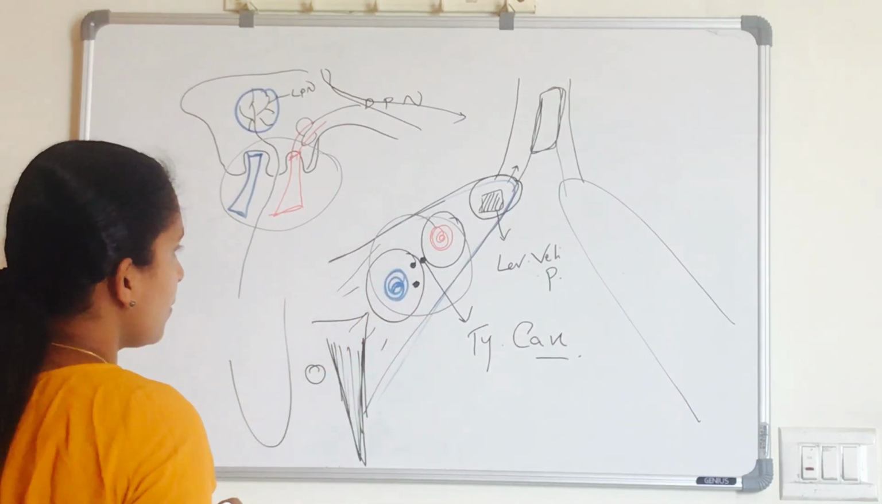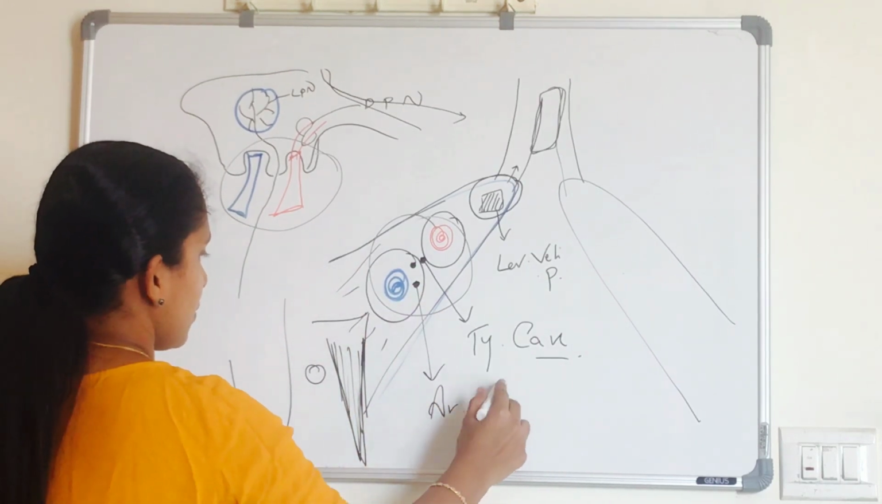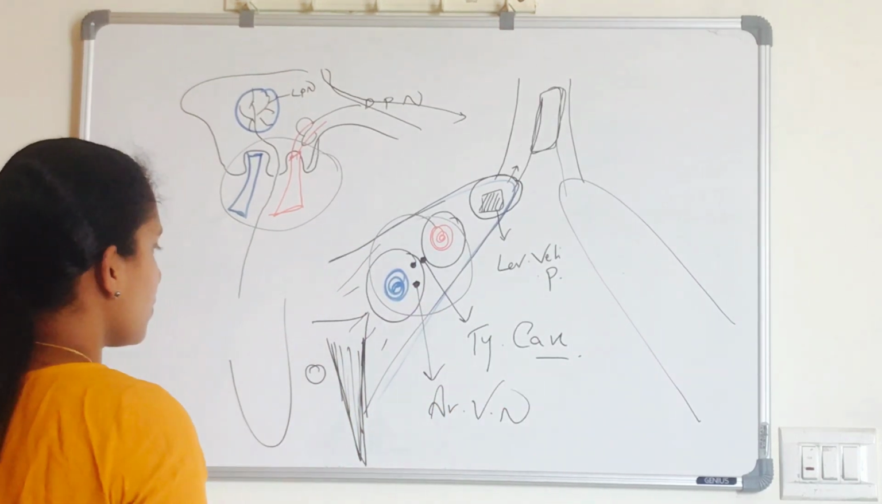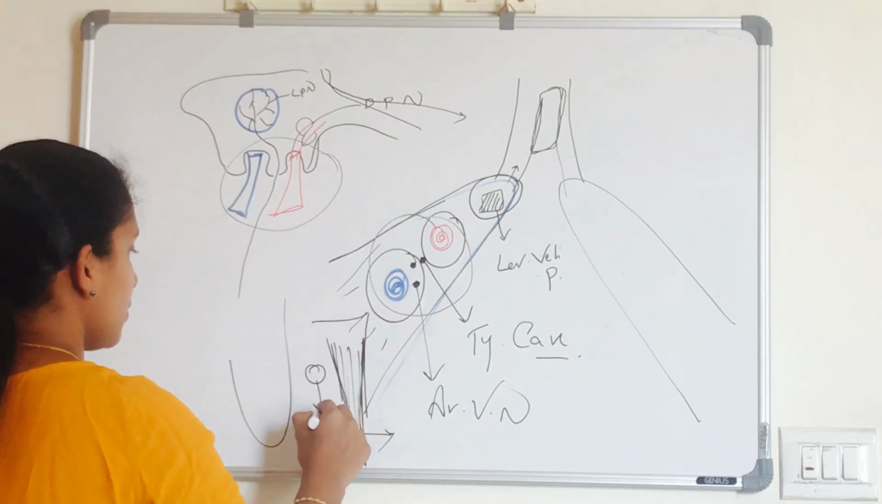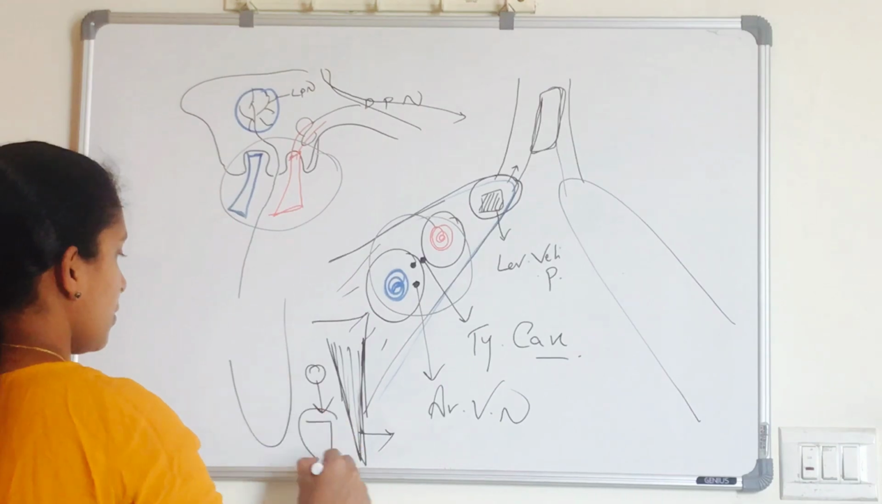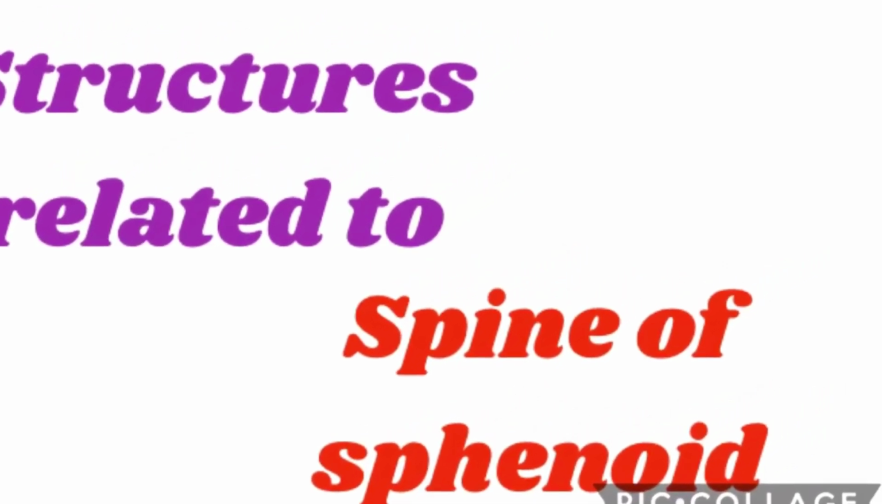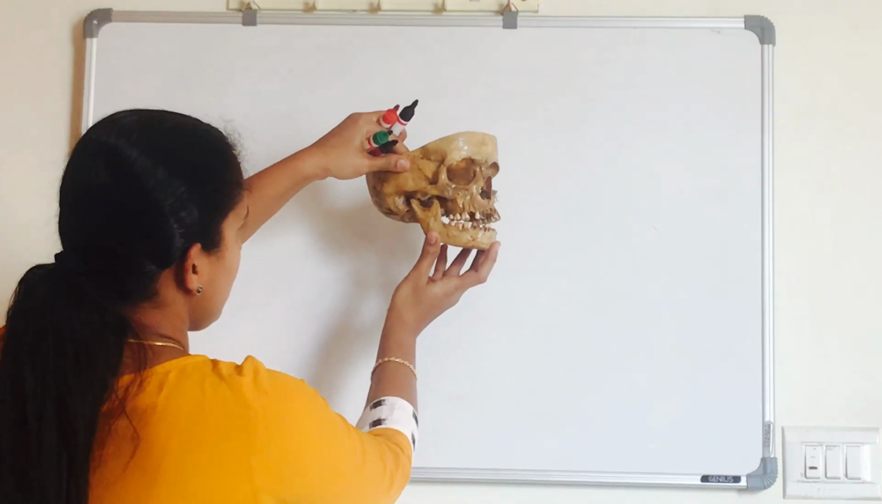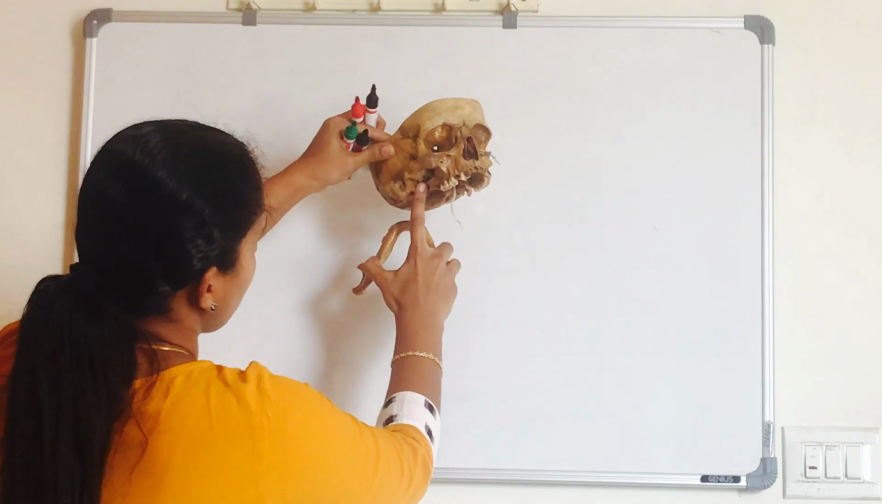You can see within the jugular canal there are few foramina to transmit auricular branch of vagus nerve, and between styloid process and mastoid process, stylomastoid foramen to transmit seventh nerve. Coming to the spine of sphenoid, you should know spine of sphenoid is closely related to your temporomandibular joint.